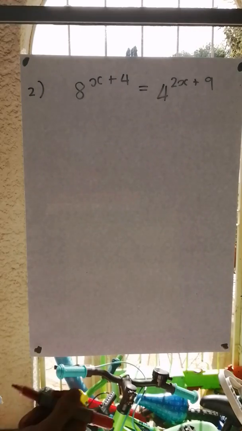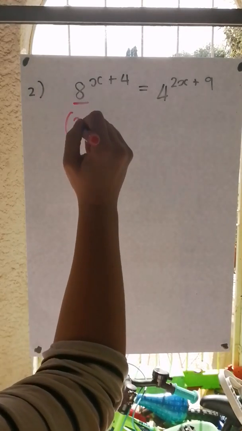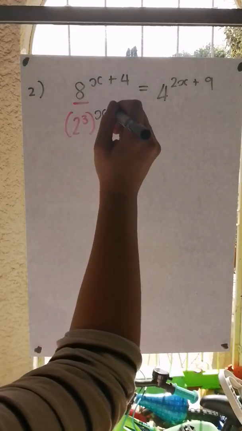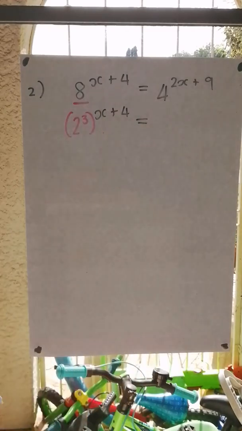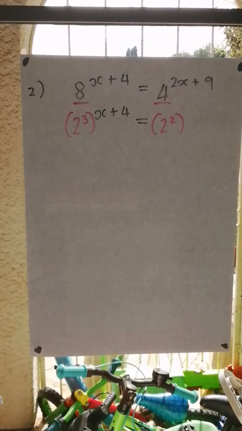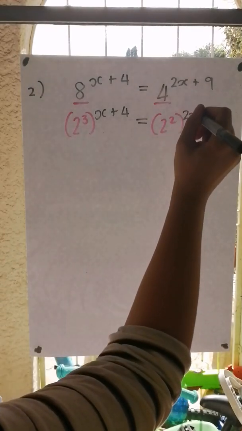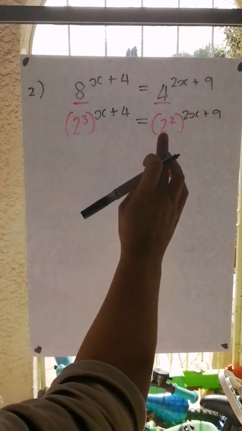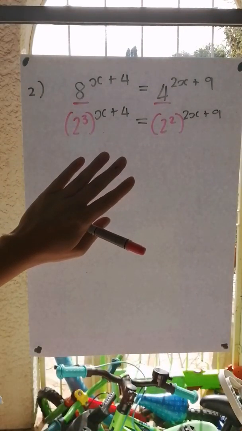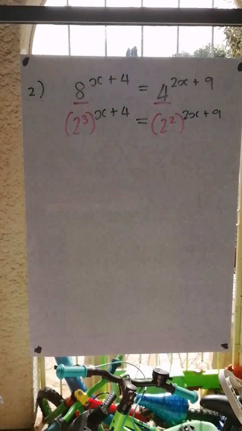Because I know I can rewrite 8 as 2 cubed, and I'm left with x plus 4. And then I can rewrite 4 as 2 squared, and then I have 2x plus 9. Only when the bases are the same can I equate them. Hence, I can see how they are equal to one another. We learned this this week.